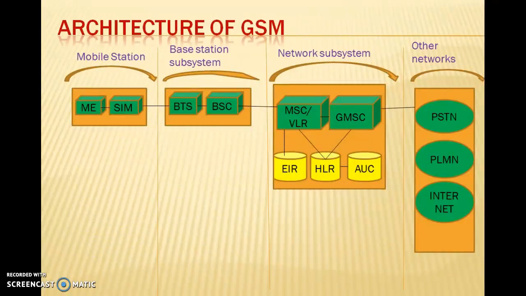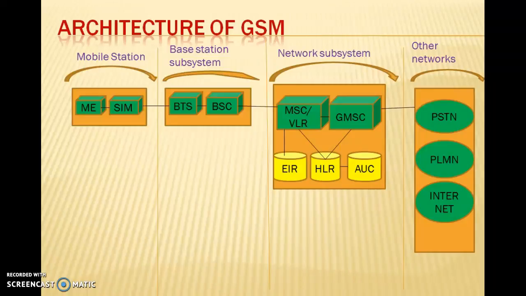Then here comes the architecture of GSM. What does the architecture of GSM include? It includes various subsystems. We have differentiated the architecture of GSM into various parts. First is mobile station. What is mobile station? A SIM card enabled mobile phone is your mobile station.